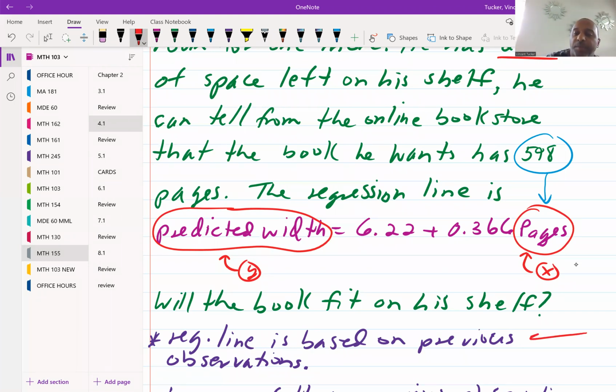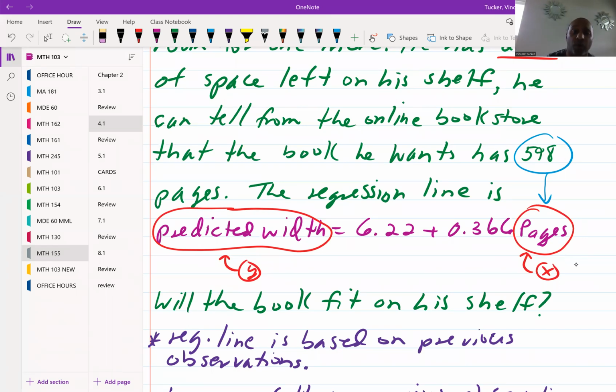So you see my statement down here in dark purple. It says the regression line is based on previous observations. What's going to happen is that we're going to have some observations, and then from there, we'll be able to create this regression line that we can then use to predict how something else will occur based on the numbers that we have.